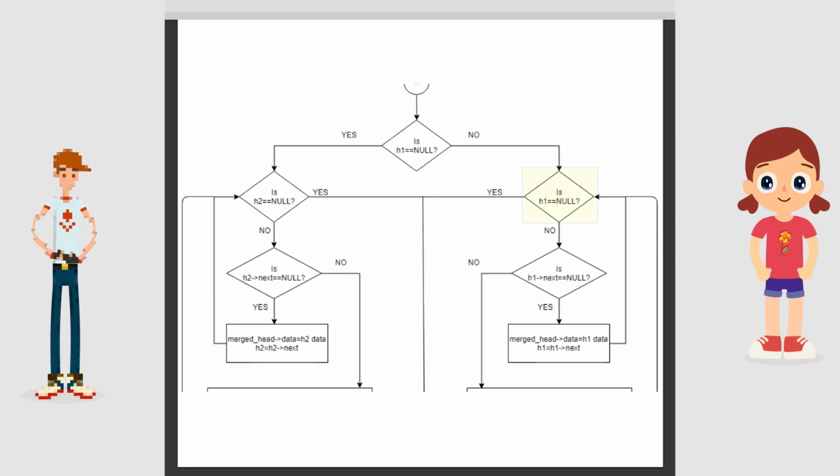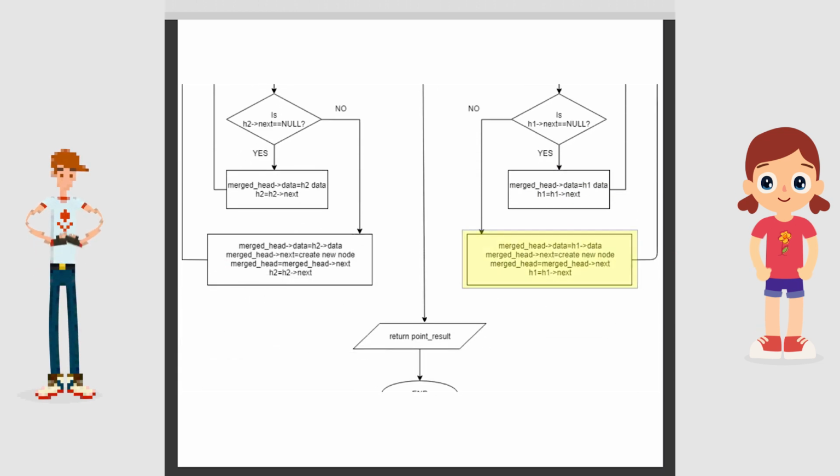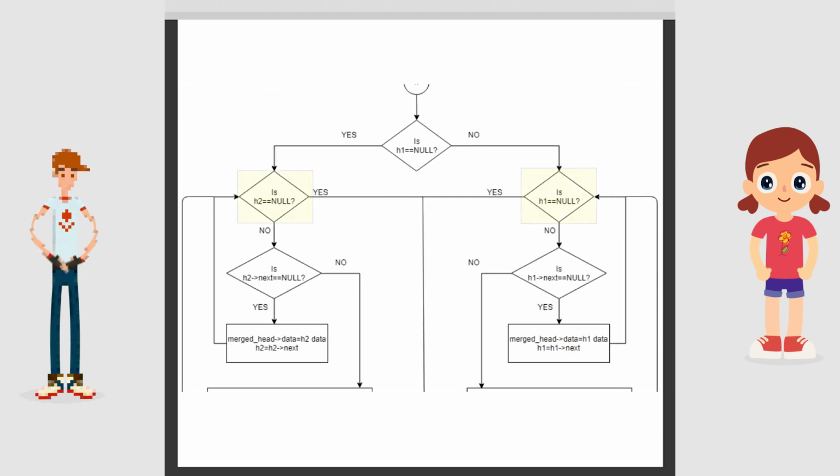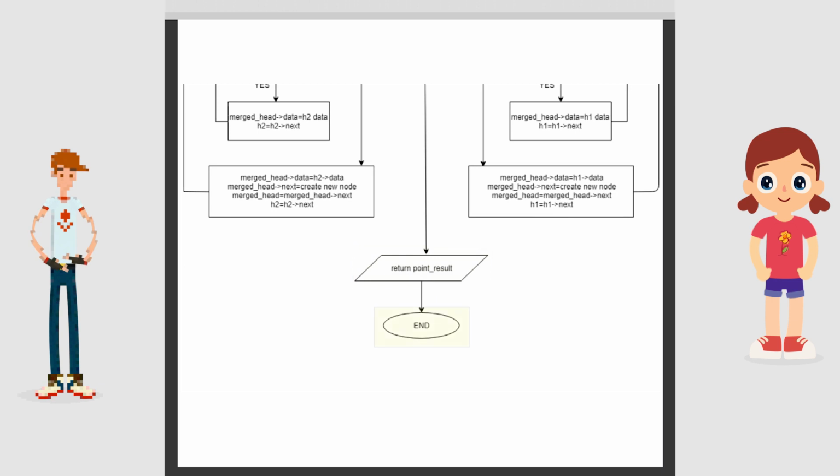Similarly, we check if h1 equals null. If no, we loop until h1.next is null and repeat the same operations that we perform with h2. Now, once both these conditions are true, we return the resultant pointer and end the program.